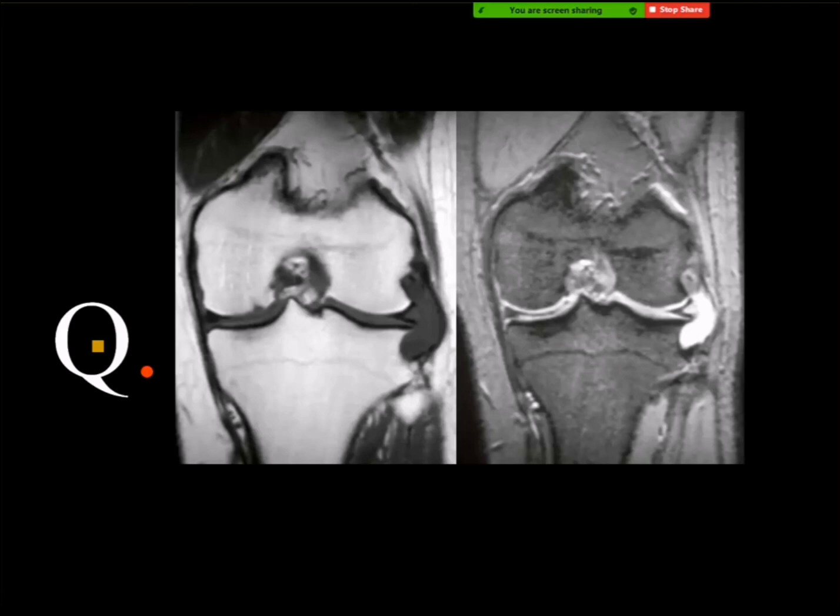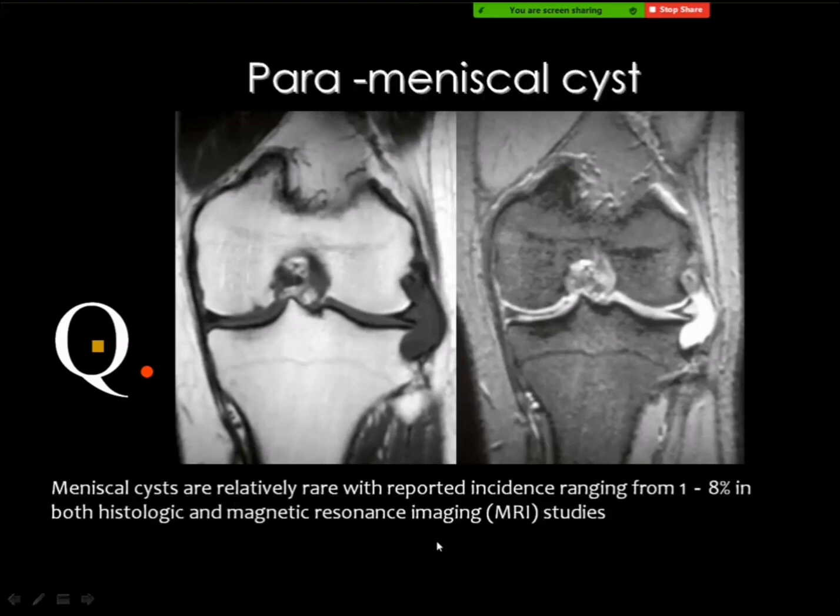Cyst of the meniscus. Yes, this meniscus is torn, and you got a cystic lesion filled by fluid at the base of the torn meniscus. This is known as a paramedical meniscal cyst.